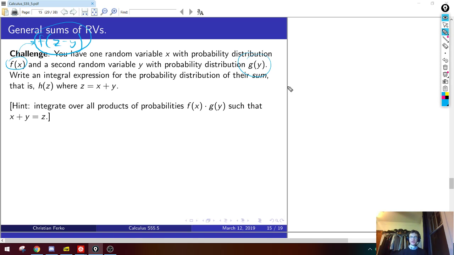Okay, so now what should I do with those two numbers, this f of z minus y and this g of y, in order to get the total probability of all ways of getting an output of z? I guess we write the integral from, I don't know what values. Well, it should probably be the whole line, but yeah.